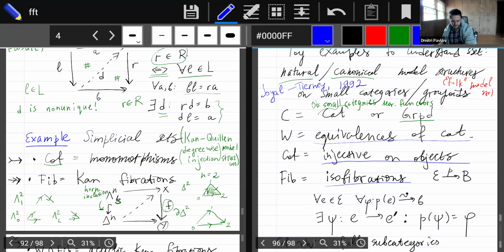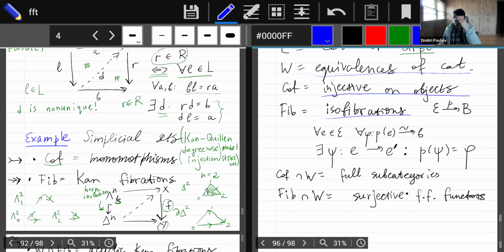Iso refers to isomorphisms. So the definition here is really simple. A functor P is called an isofibration if for any object E in its domain and for any morphism phi from its image to some other object B, if this morphism is an isomorphism, it can be lifted along P. So what this means precisely is that we can find some morphism psi from E to some object E prime whose image under P equals phi.